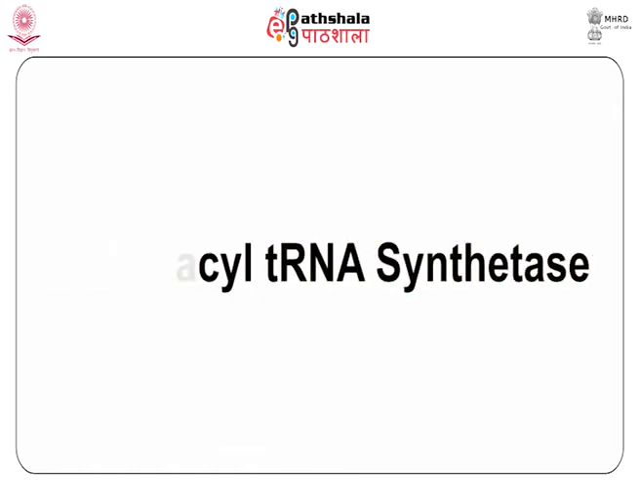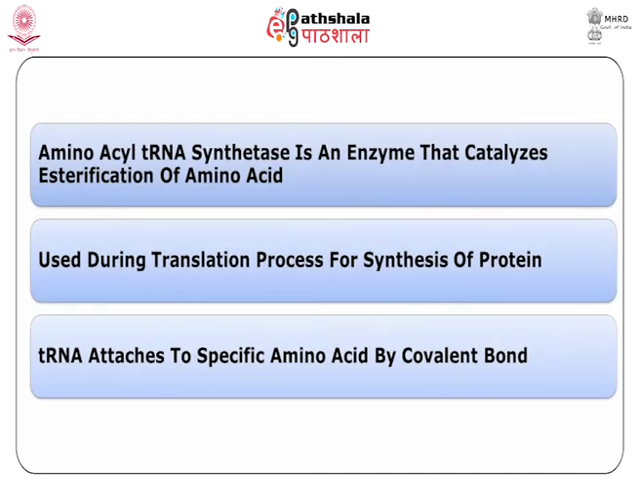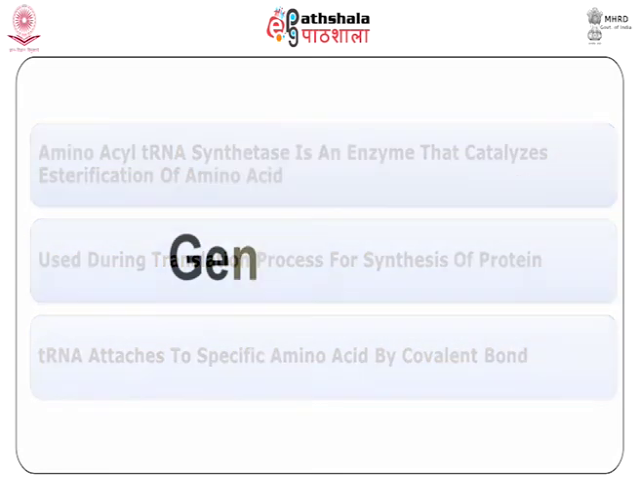Aminoacyl tRNA synthetase. Aminoacyl tRNA synthetase is an enzyme that catalyzes the esterification of amino acid. This enzyme is used during the translation process for the synthesis of proteins. tRNA attaches to a specific amino acid by a covalent bond by the aminoacyl tRNA synthetase enzyme.